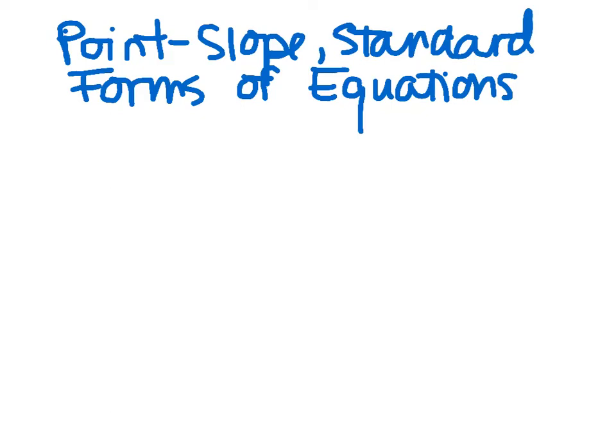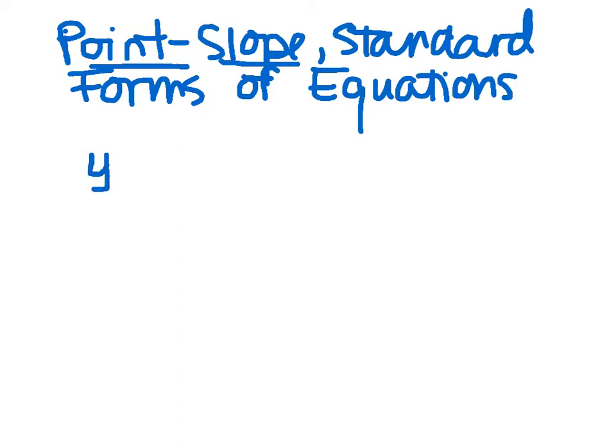Although we focus mostly on the slope-intercept form of linear equations, it tends to be the most useful, there are two other forms that you should be familiar with. The first is called point-slope. The point-slope form of the equation is based on the idea of slope.